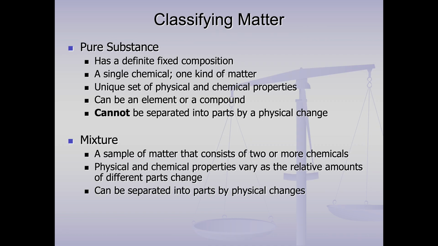All right, so just like I said, a pure substance has definite composition, it's one thing, and has a unique set of properties. It can be an element or a compound. It can't be broken up into its parts by a physical change. A mixture is just a couple of things in the same container. If there are 3 things in the container, there will be 3 different sets of properties. So each thing has its own properties, and it can be separated by physical changes. In fact, what you do to separate a mixture is you take advantage of the differences in properties.